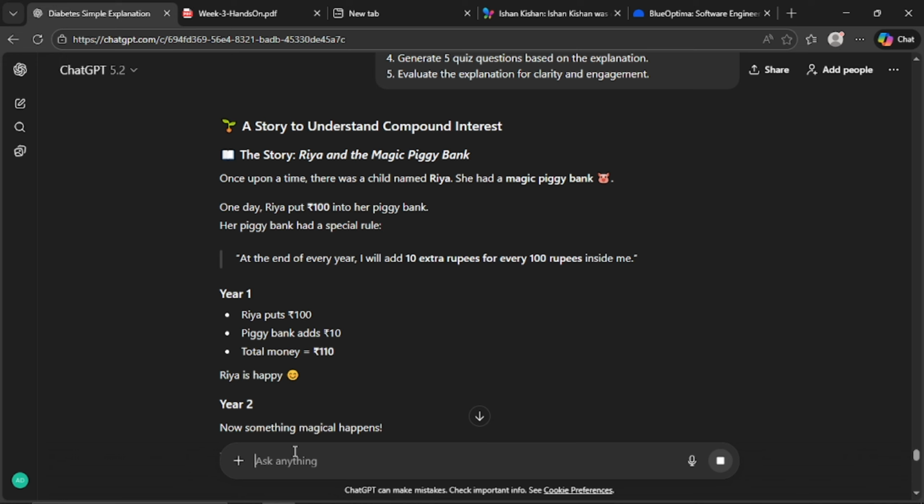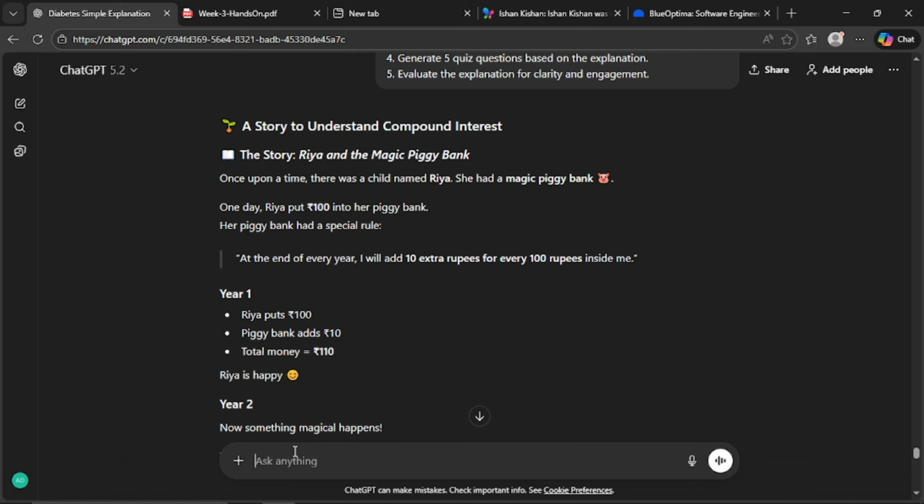Once upon a time, there was a child named Ria. She had a magic piggy bank. One day, Ria put 100 into her piggy bank. Her piggy bank had a special rule: at the end of every year, I will add 10 extra rupees to every 100 inside me. So in year 1, Ria put in 100 rupees, the piggy bank adds 10.